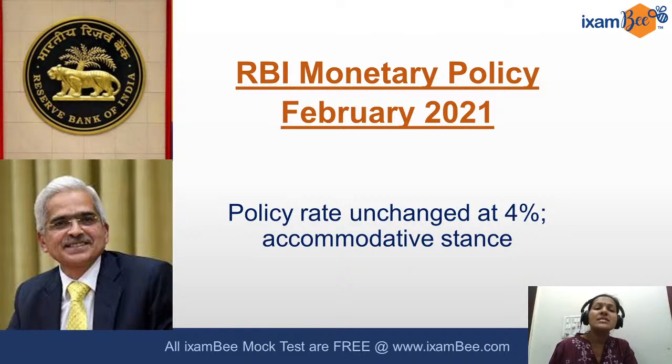Today we are going to discuss the RBI Monetary Policy for February 2021, which has come out this morning. The monetary policy has remained unchanged. The repo rate remains at 4%, and the RBI is continuing with the accommodative stance.